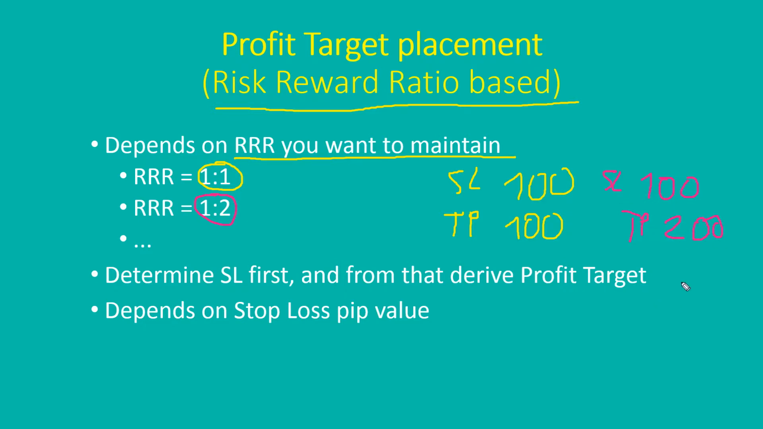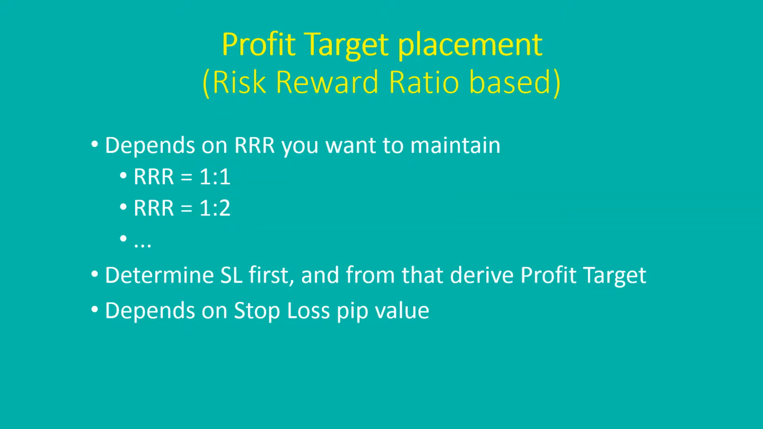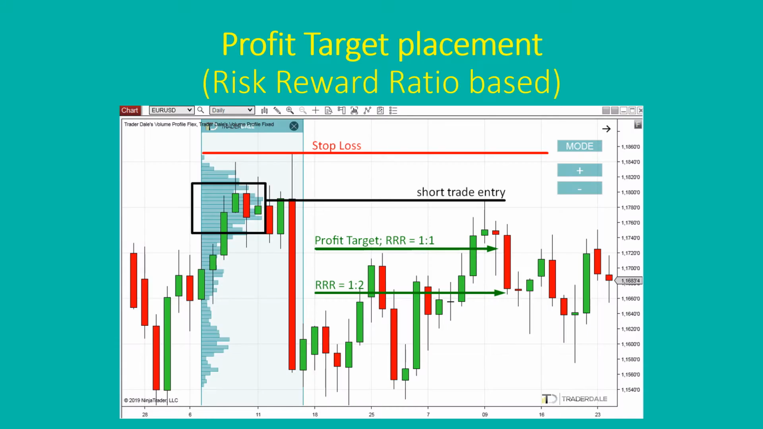So this is how you determine where to place your take profit based on the risk-reward ratio which you want to maintain. In all cases, you need to determine the stop loss first, and from that you derive the profit target. Let me now show you that on a picture. This is the same example I've already used. There was the volume accumulation setup. This was the strong resistance. There is a short trade entry. You go short from there.